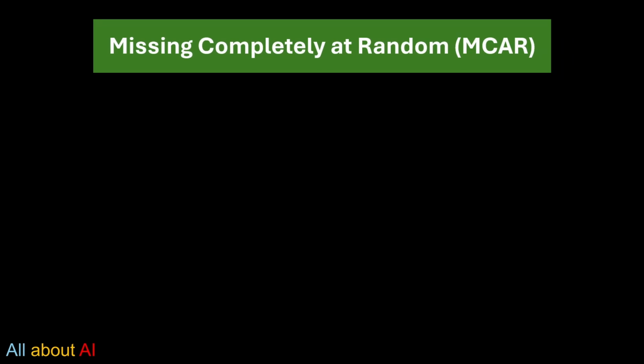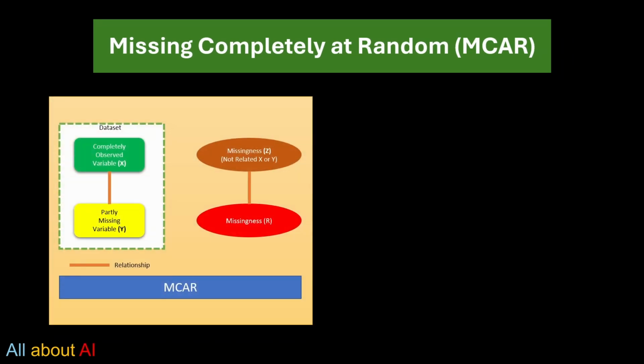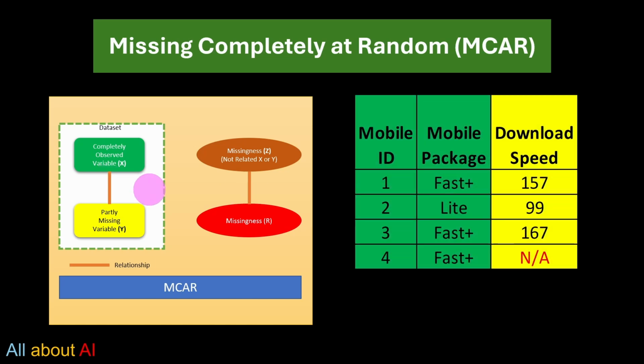Now let's take a look at missing completely at random. In this case, we get a data set where there is observable data and partly missing data, and the missingness doesn't depend on the complete observable data or the partly missing values. Let's take an example with mobile broadband data. These two variables are observable, which we represent with X. And download speed is where the missing variable is.